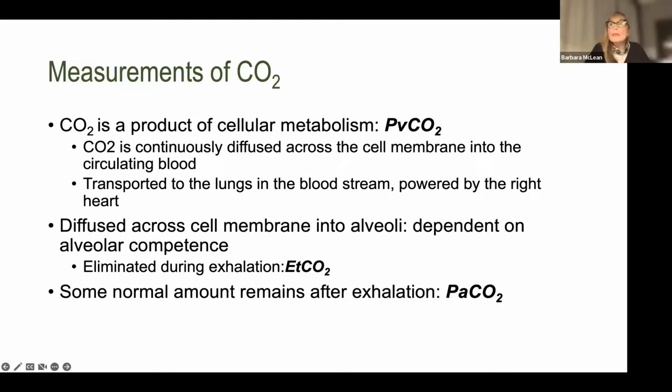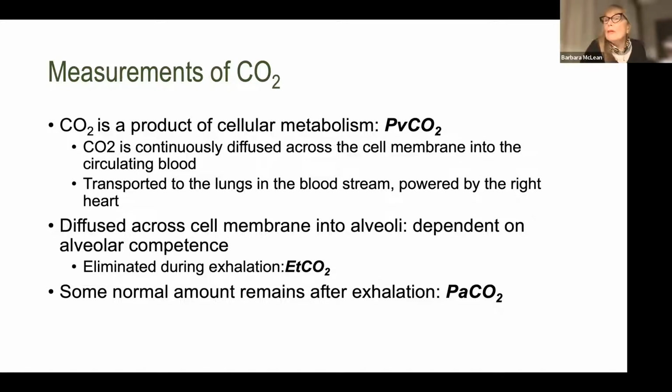Now, I want to remind you again and again, CO2 is a product of cellular metabolism, and we actually call it cellular respiration. That's why we call CO2 the respiratory acid, not because it's cleared by the lungs, but because it's produced by cellular respiration. And it's continuously moving across the cell membrane into the circulating blood. Now, the abundance of carbon dioxide is carried bound to hemoglobin.